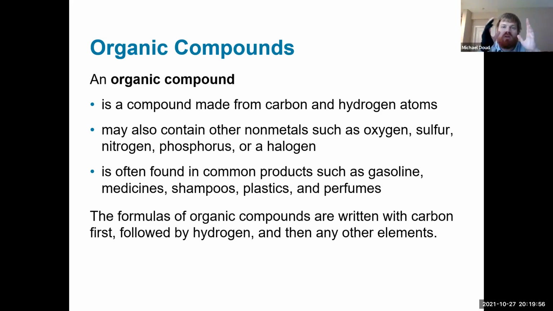So the modern definition is that an organic compound is any compound that's made from carbon and hydrogen atoms. They have to contain carbon and hydrogen atoms, but that's not exclusive. They can also have oxygen, and often do have oxygen, sulfur, nitrogen, phosphorus, or even a halogen, like chlorine, for example, or bromine.